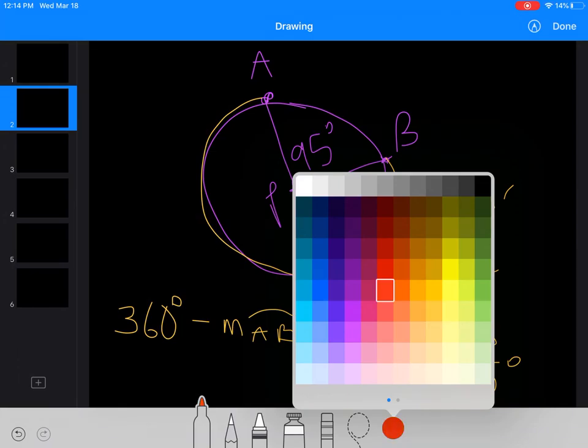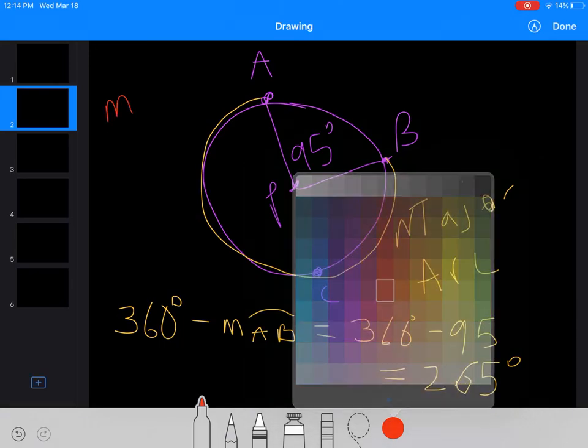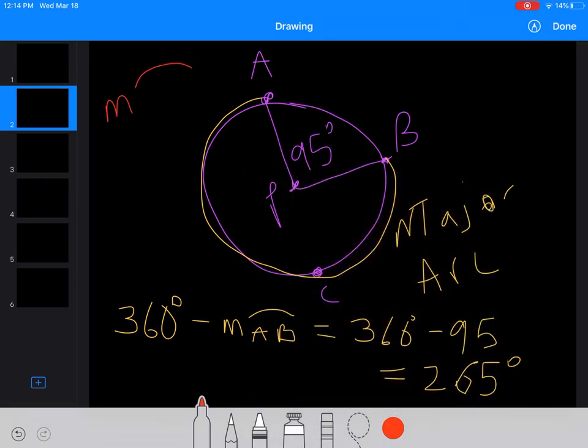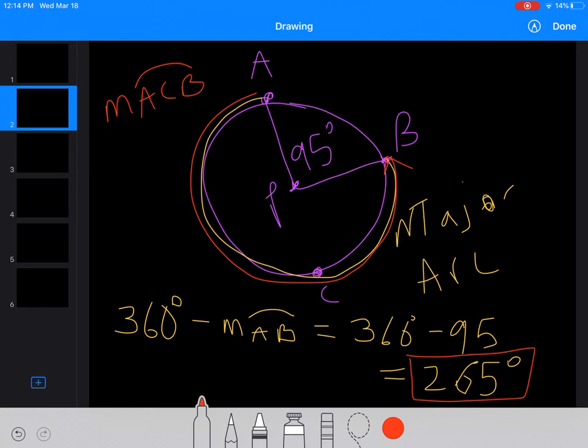So that is the measure of the major arc ACB, which goes from here all the way to there. Okay, so let's just note that is the measure of arc ACB. Okay, let's look at one more.